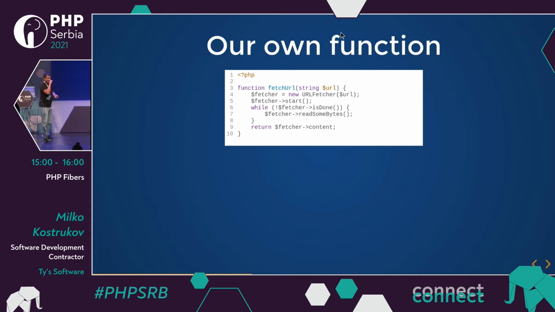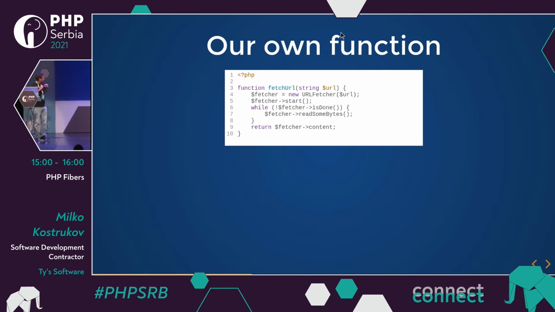Thank you very much. Okay, so yeah, sorry about that. All right, so we got the class thing, so we're refactoring our function to use the class. So we refactor the function to use our class, so it looks like this. We create a new URL fetcher. We call the start method, and again, we have the loop. While the fetcher is done, read some bytes, and then return the content. Still got this loop. We want to get rid of the loop.